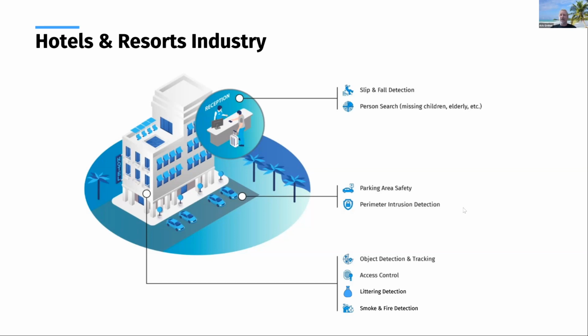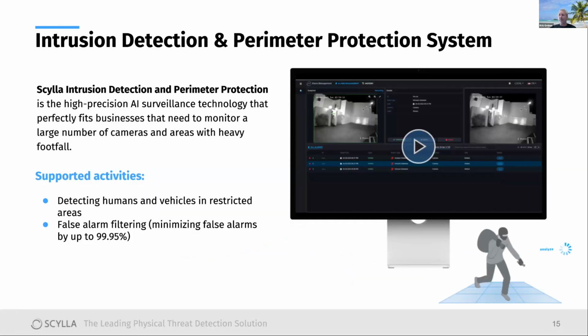So Scylla, being a brain, can do multiple analytics simultaneously without limiting its capabilities. We talked a little bit about intruder detection, where we can be accurate to 99.95%, filtering out those false alarms.